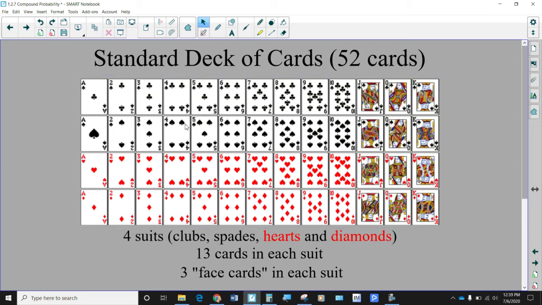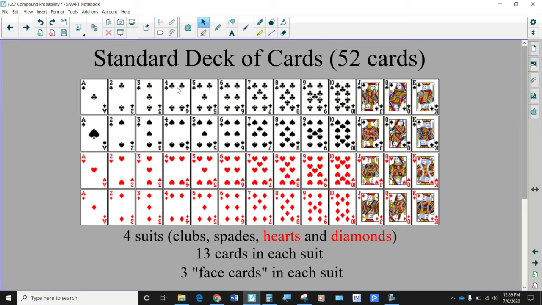It's on the internet. I took an image from the internet and pasted it here. Notice that there are 4 suits. You've got clubs, spades, hearts, and diamonds. The clubs are the black cards, along with the spades, and the hearts are red along with the diamonds. Okay. Notice that there are 13 cards in each suit.